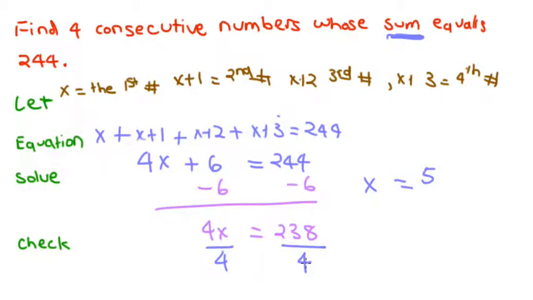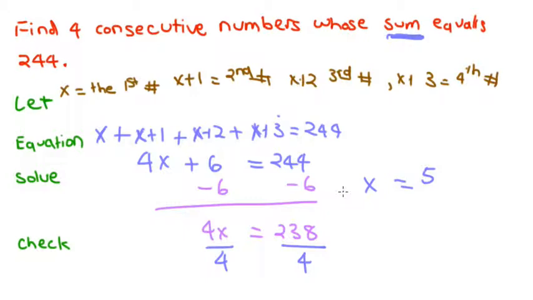Wait a second. So let's see what I did wrong, because you can't have 5.5 as a number. So we have x, which is the first number, x plus 1 is the second number, x plus 2 is the third number, and x plus 3 is the fourth number. So how do you find the sum of this? You add the first, second, third, and fourth number, and you get 4x plus 6 is equal to 244. But these numbers have to be even, 2 consecutive even numbers.